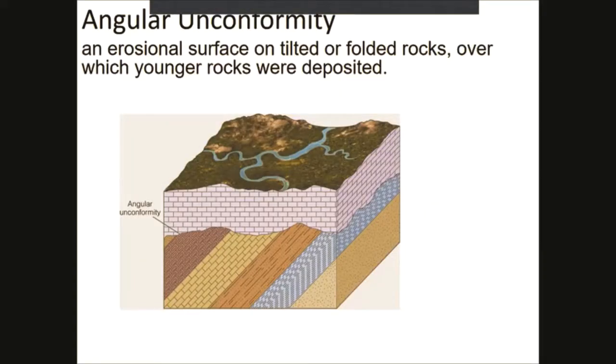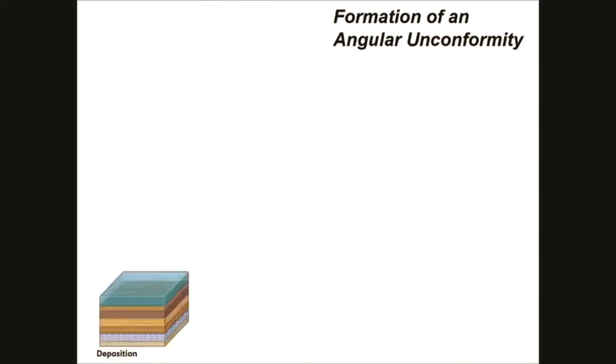The next type of unconformity is an angular unconformity. An angular unconformity is an erosional surface that exists in either tilted or folded older sedimentary rocks and is overlain by younger horizontal sedimentary rocks. So here's the older tilted or folded, these ones are tilted, and then the younger ones are horizontal. So there's an additional step here that there isn't in the disconformity, where the older rocks have to be tilted or folded. So how do we form an angular unconformity?